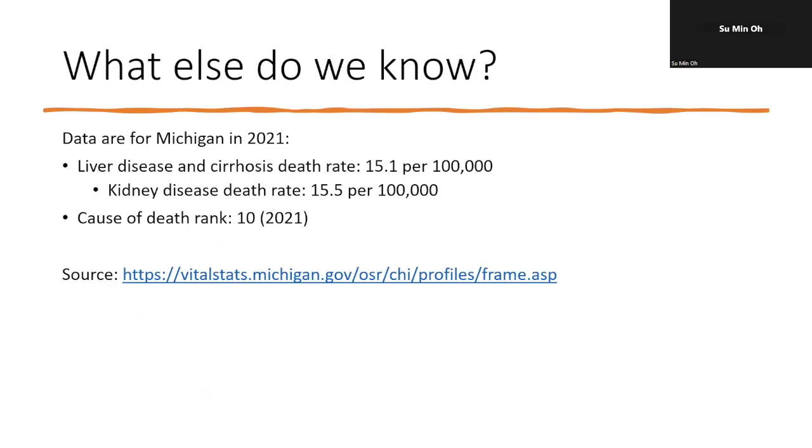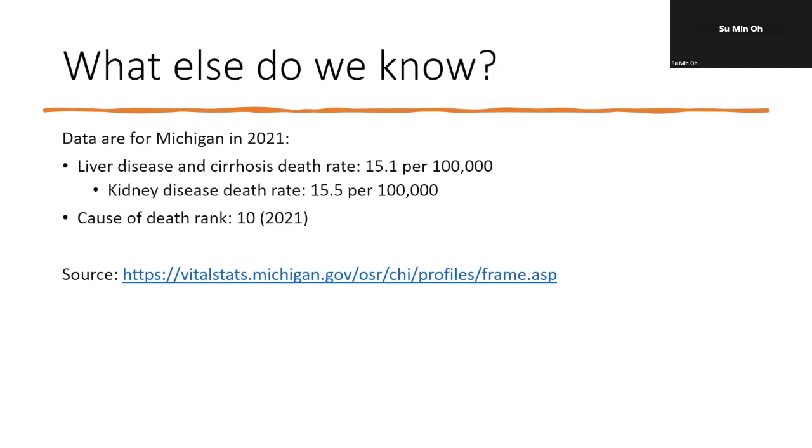And what else do we know? So I found some data, especially for Michigan in 2021. As I mentioned in the previous slide, the liver disease and cirrhosis death rate was 15.1 per 100,000 individuals in 2021. And kidney disease has a comparable death rate.